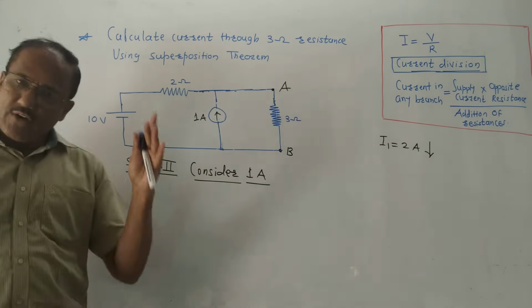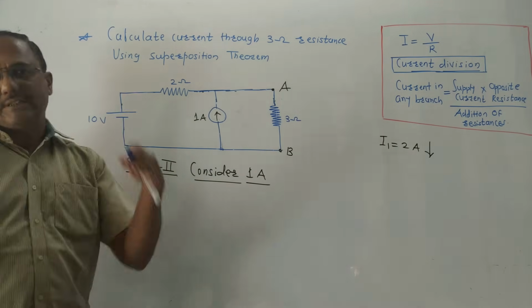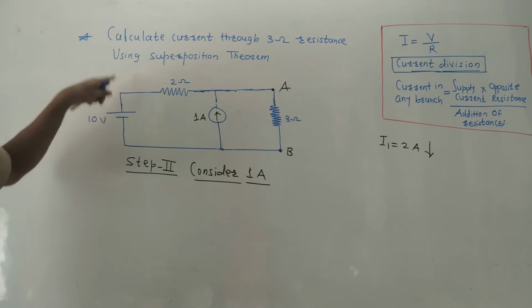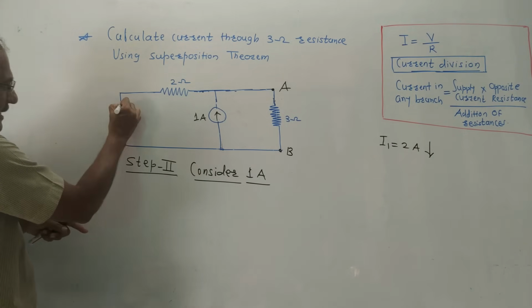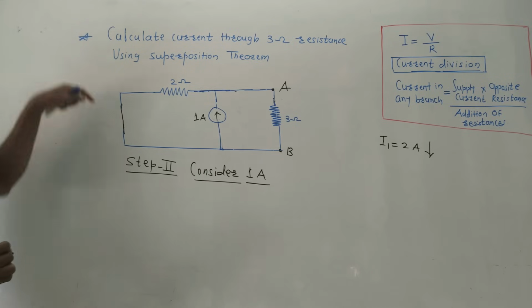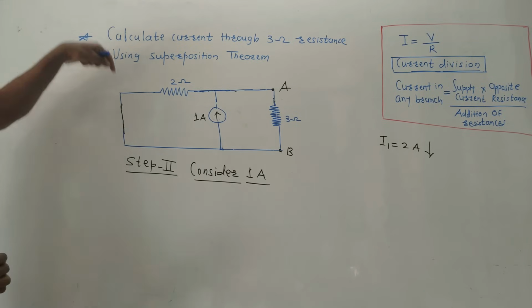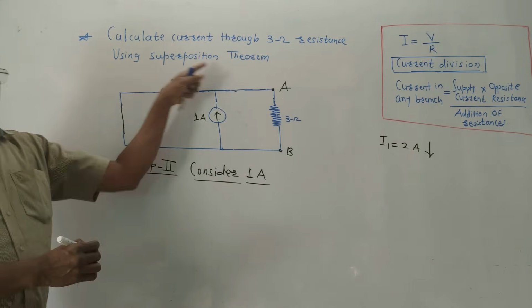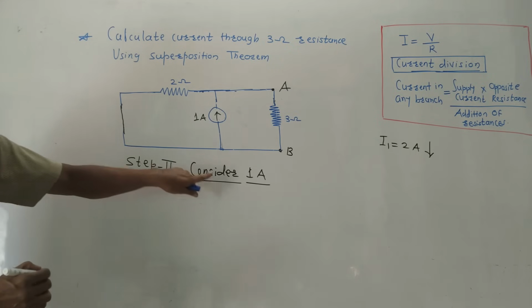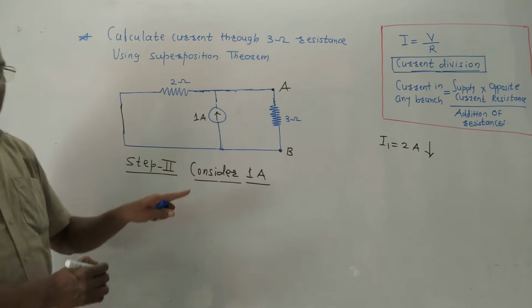Recall the rules we have written. If the remaining source is a voltage source, short circuit that branch. Short circuit means simply remove that source and connect a wire. This is called a short circuit. Simply join it by a single wire. So this is the circuit for step 2 when we consider only 1 ampere current.